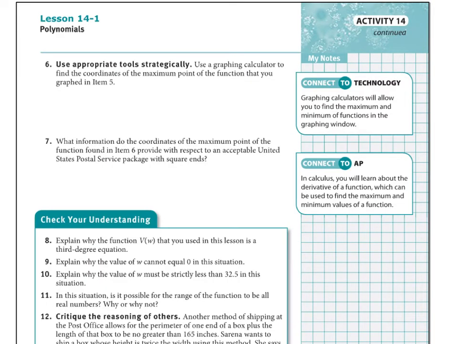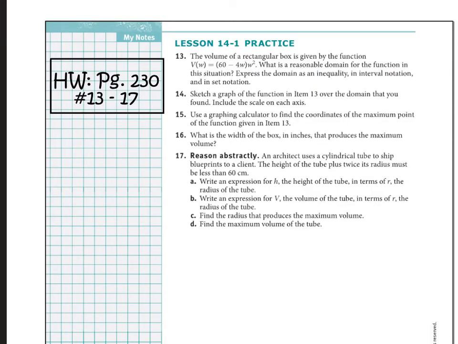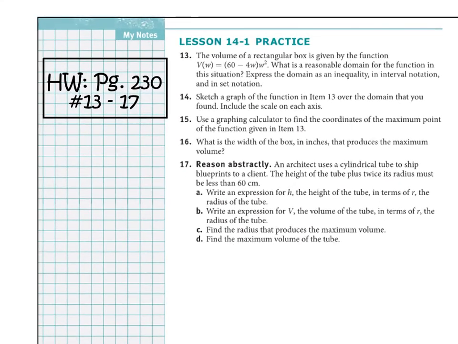All right, so we got the coordinates of the max and min. Let's set up a little bit of the homework. I want to look at number 17 real quick, the setup on it. So this will be the assignment. On number 17, it's asking you to find the maximum, eventually, of a cylindrical tube. Let's make sure we're clear on that.